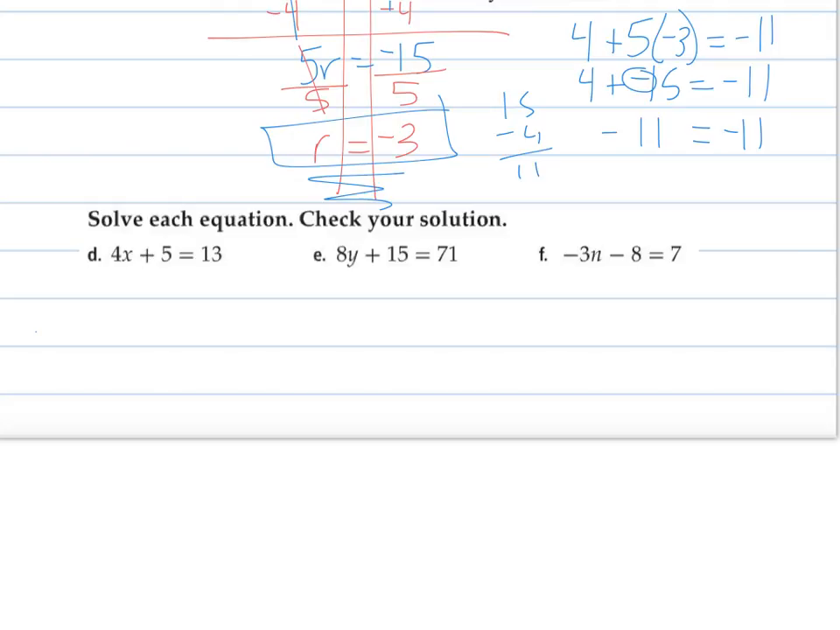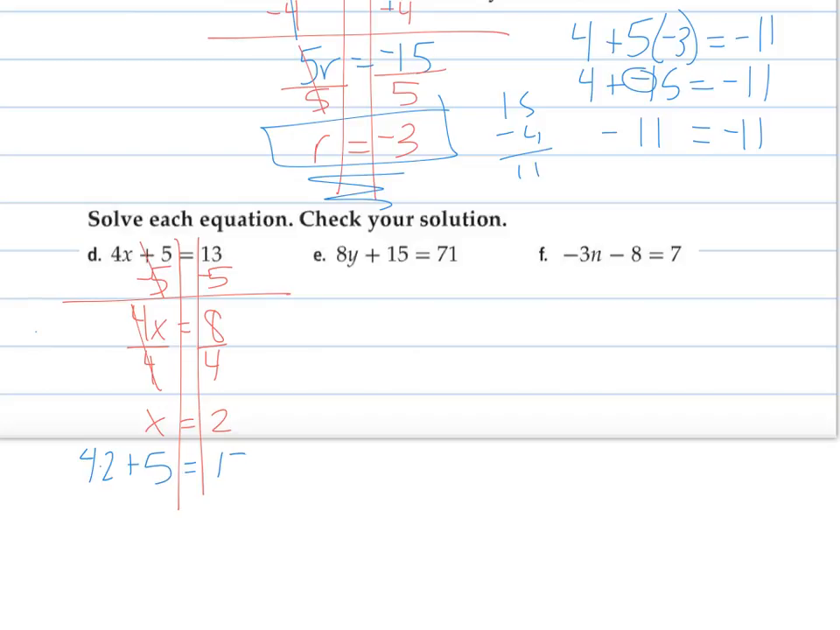Try these ones. Again, I would encourage you to try them and then check in, or at least watch one, then try 2. Be brave, be confident. X is multiplied by 4, then added 5. Undo by taking that 5 away. So we have 4x is equal to 8. Undo that multiplication by division. X should be 2. Plug it in to check. 4 times 2 plus 5 should equal 13. 8 plus 5 is 13.